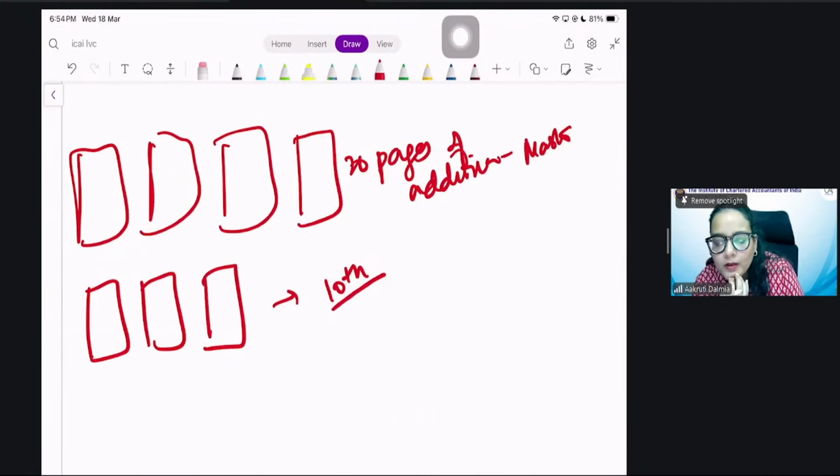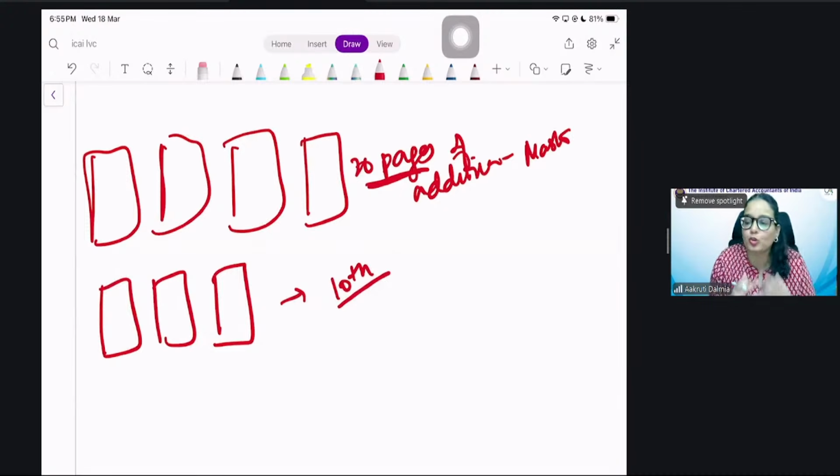Where do you think more silly mistakes would happen? In 20 pages. Why are so many of you saying that in 20 pages there are more chances of clerical errors, silly mistakes to happen? Why do you think? Because there's so much for this person to do. The data is so large that in 20 pages he has to do addition. Do you think there will be more chances that there will be more mistakes? Yes or no?